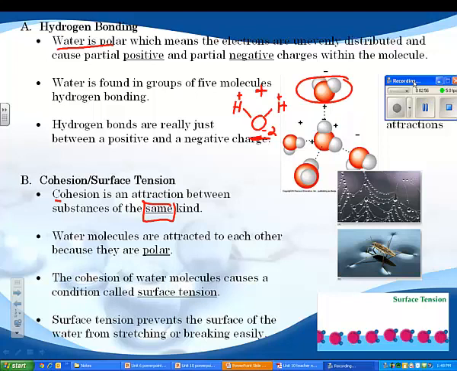The cohesion of water molecules causes surface tension. If you look over here, that little guy walking on the water, that's why he's not falling through, because those hydrogen bonds are causing surface tension, which allows the water to not break when something gets into it.